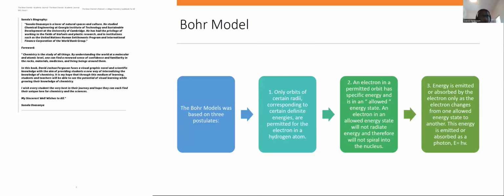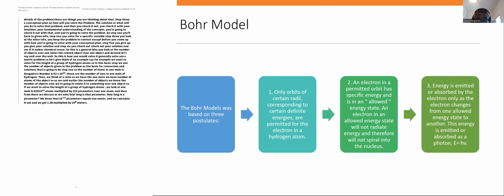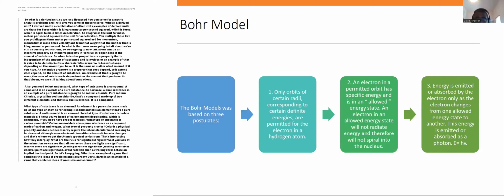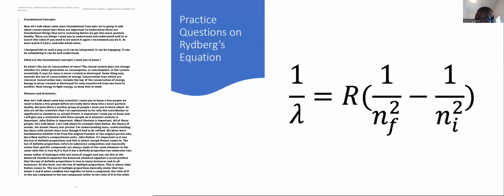Also, energy is emitted or absorbed by an electron only as the electron changes from one allowed energy state to another. This energy is emitted or absorbed as a photon, E equals h nu. So just to drop a little idea, there are allowed states and there are forbidden states. We're not going to get into that in this class. You could deal with that in a quantum physics or theoretical physics or theoretical chemistry class.